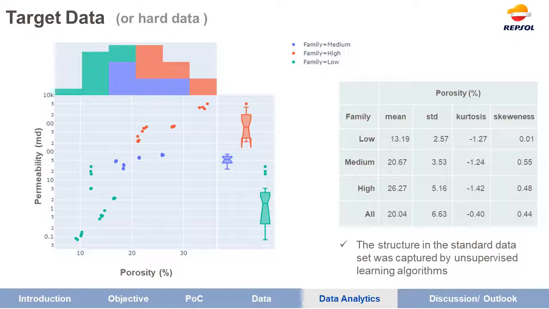Regarding the porosity, although there is a partial overlap between the medium and high group, the actual structure of the data was captured by unsupervised learning algorithms, so the groups are really differentiated by both of the properties. Looking at the porosity histogram, the distribution of the whole data follows a normal behavior. The skewness seen in the table suggests that the data is fairly symmetrical, so we won't have a bias in the porosity target values.